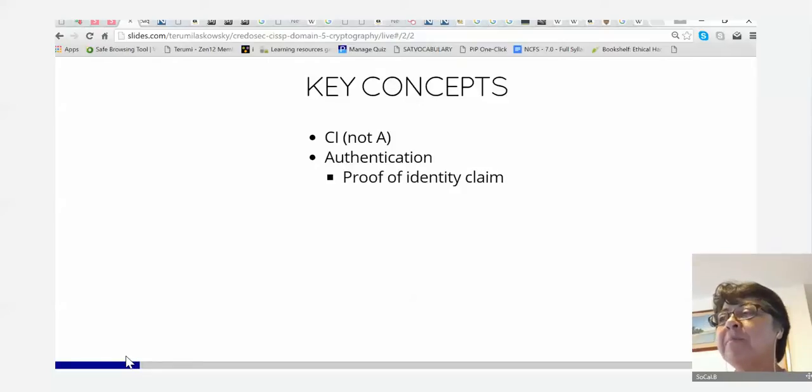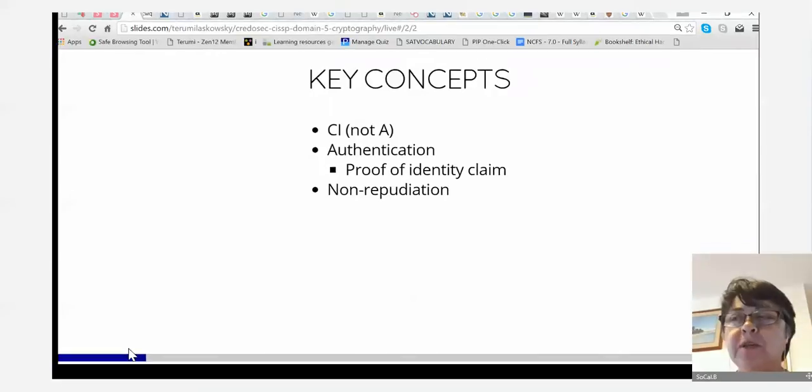Proof of identity claim, authentication. So it's proof that says I am who I say I am. Okay. Now repudiation. So we do the signatures.